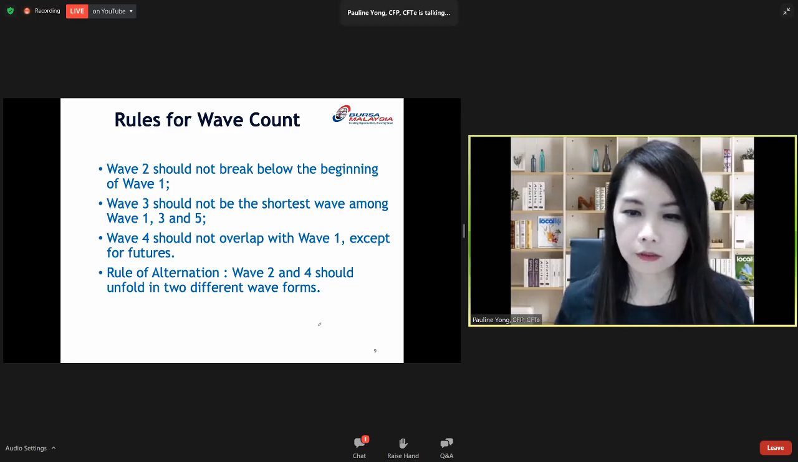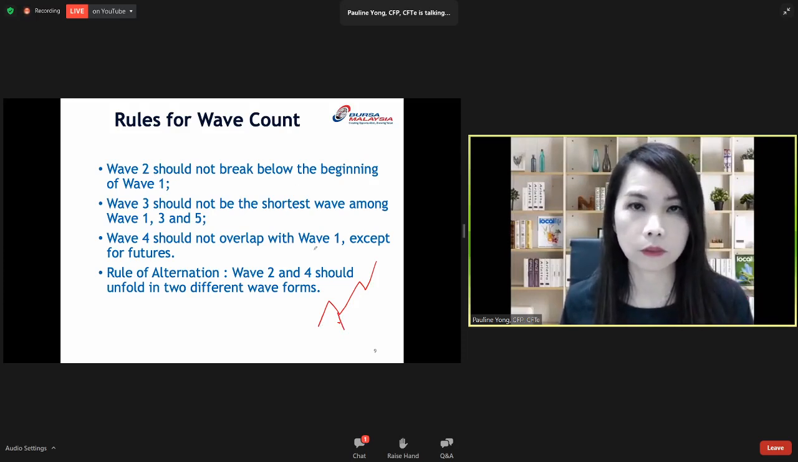So we are looking at 1, 2, 3, 4, 5. So this wave number two here, because of this retracement, remember in Fibonacci, we said that the maximum retracement is 618, which is around here, slightly more than half. If you have a retracement all the way back down to the original starting point, then it is not an uptrend anymore. So therefore, wave two should not break below the beginning of wave one.